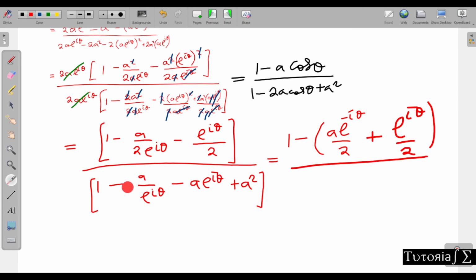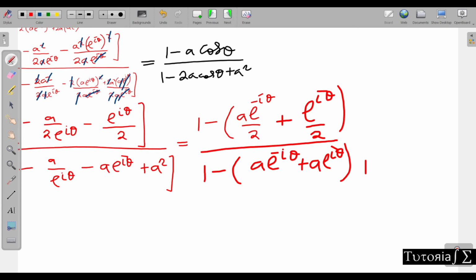And at the bottom, same thing. We can factor out the negative here. It will be 1. We factor out the negative. This is a e to the negative I theta plus a e to the I theta, and plus a squared, that is alone there. Is this a squared here.